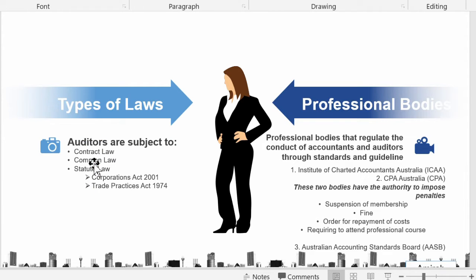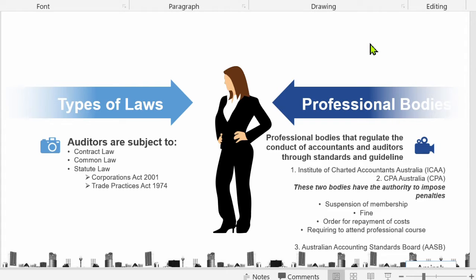Based on this article, there are three types of law that auditors are subject to. First is contract law. Second is common law, and third is statute law. Under the statute law, there are two acts that are said to expose the auditor to a heavier liability compared to other countries. First is the Corporations Act 2001, and second is the Trade Practices Act 1974.